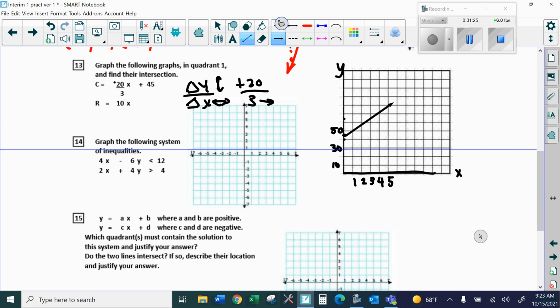Okay. And then the second one is 10x. Remember, that means 10x plus 0. So that means it's starting at 0 right here. We're going up 10, right 1. Up 10, right 1. Up 10, right 1. Up 10, right 1. Okay. So there's that one.